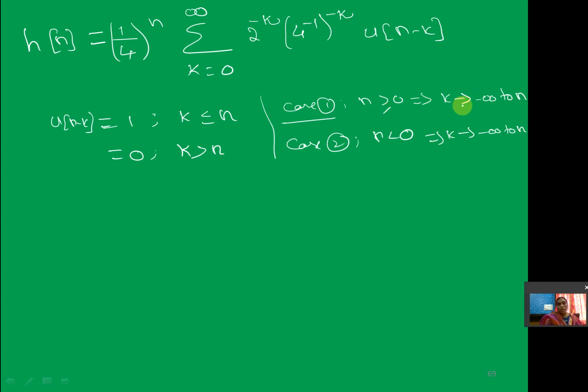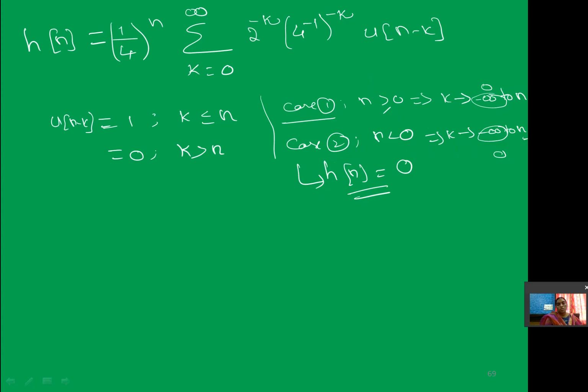But here k range is from 0 to infinity only. That's why now k is from 0 to n. So instead of this one, place 0. Instead of this one also, place 0. So 0 to n. Here n is less than 0, which means the k limits here are actually less than 0. So in case 2, this h of n is equal to 0.